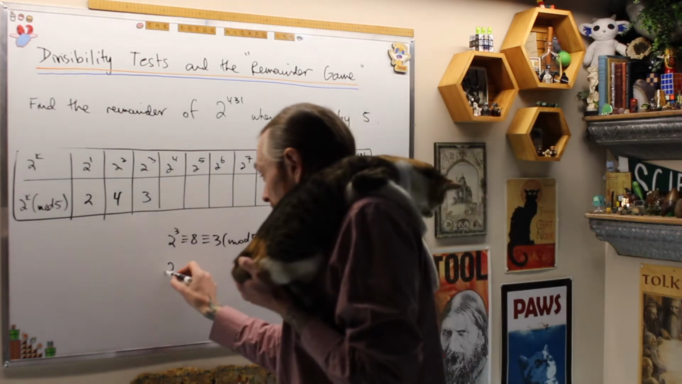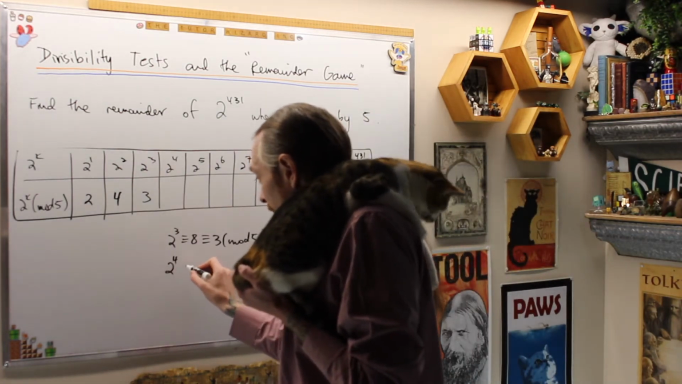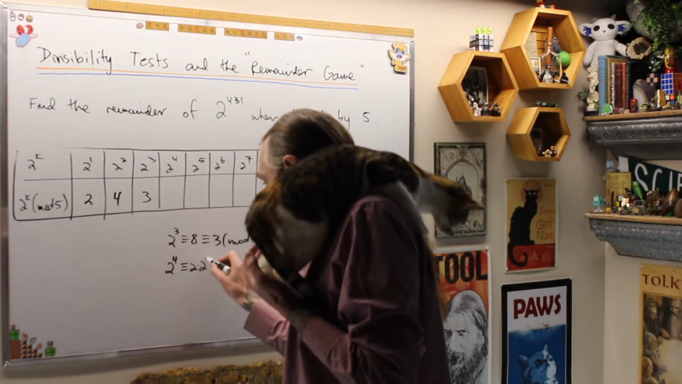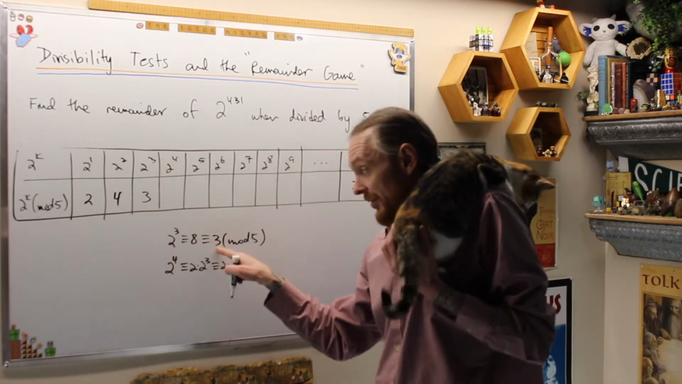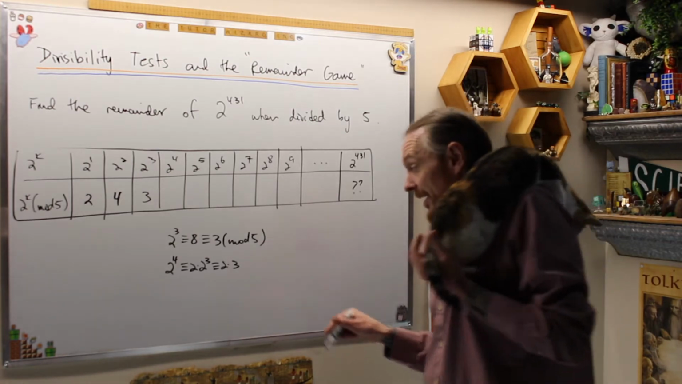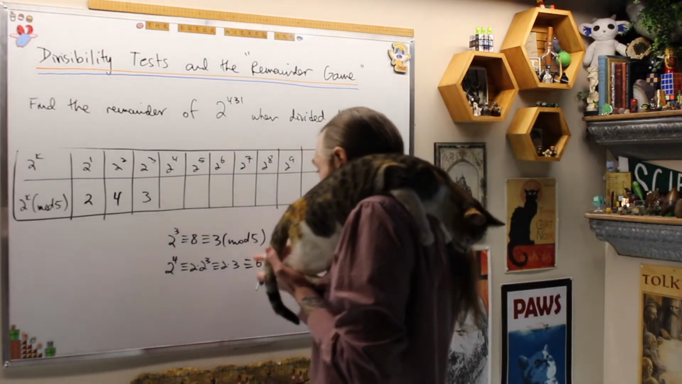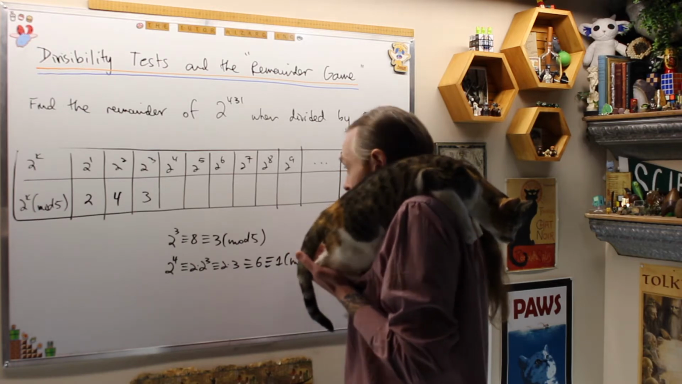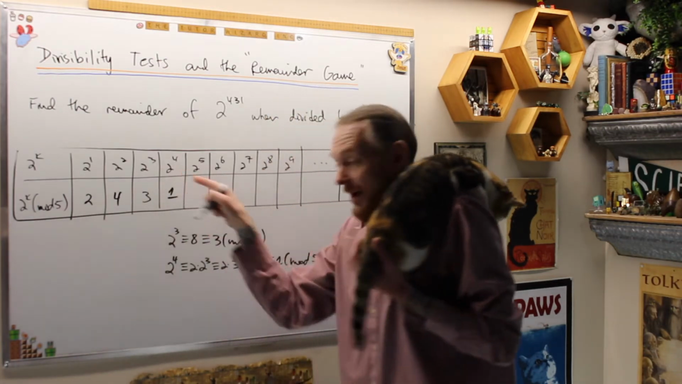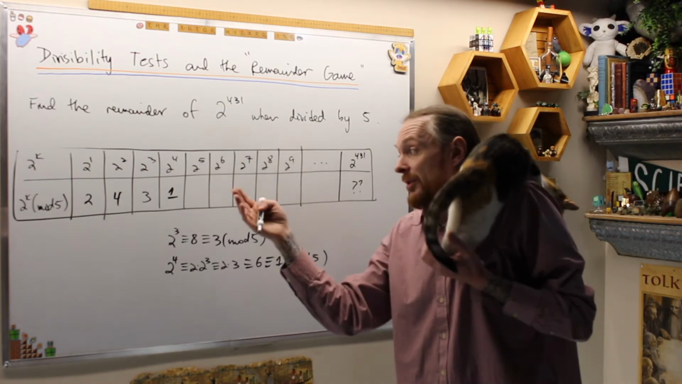And now I can start using this arithmetic trick. 2 to the 4 is congruent to 2 times 2 to the 3, which is 2 times 3, because 2 to the 3 is congruent to 3 from the previous line. And then I get 6. 6 minus 5 is, oh, that's what we were looking for, a 1. So now I get the first power of 2 which is congruent to 1.